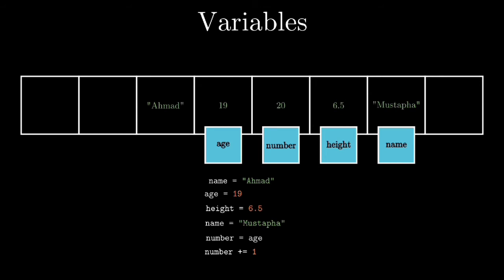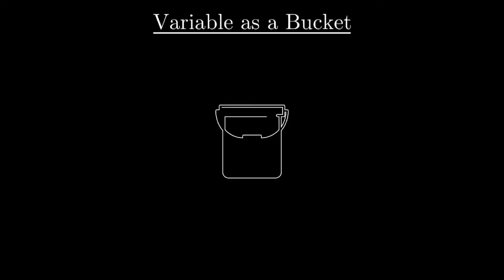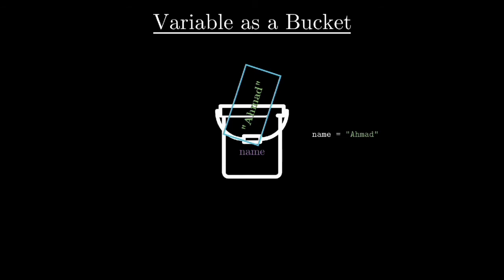This is how variables for strings and numbers or integers work. The popular analogy that is common in Python books for beginners to explain how variables work is to consider them as a bucket in which values are stored, something like this.